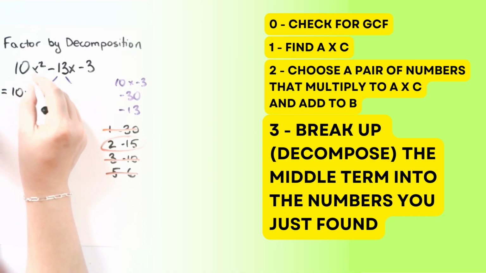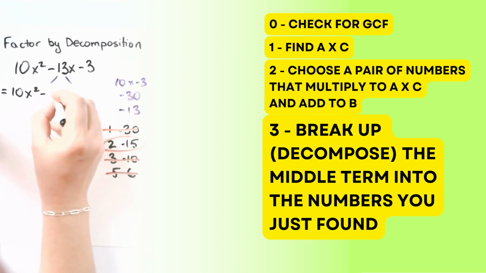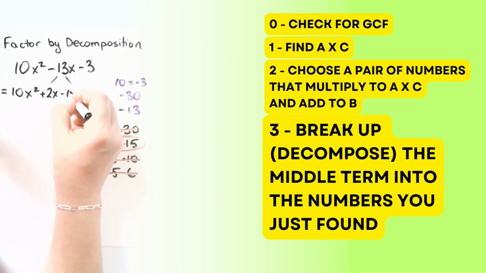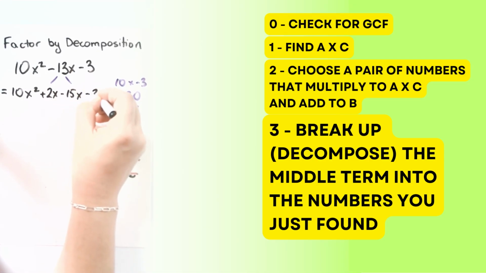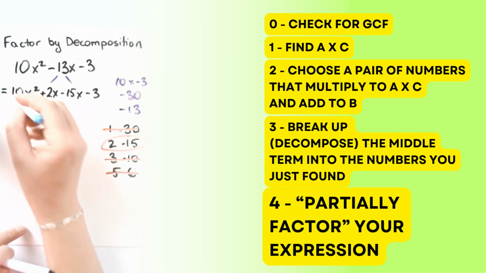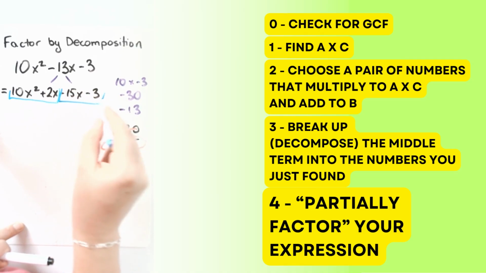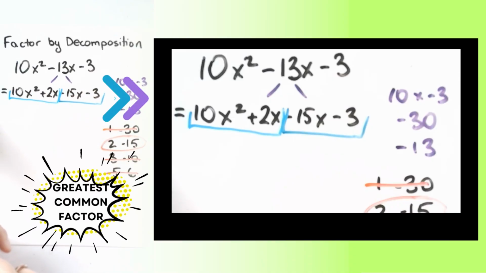Okay, so far so good. Negative 10x squared. This one decomposes into 2x and negative 15x and then minus 3. So now this is called partial factoring. I'm going to break this up into two separate parts, and I'm going to factor each one of those separately. And by factor, I mean take out the greatest common factor.